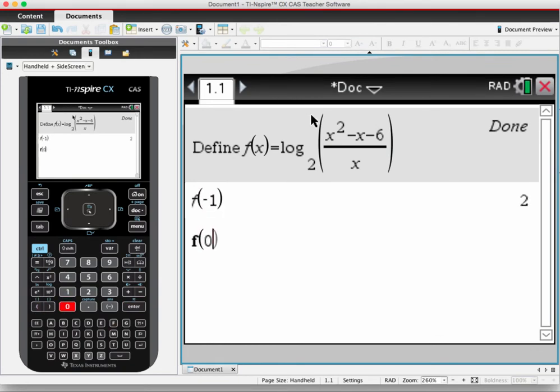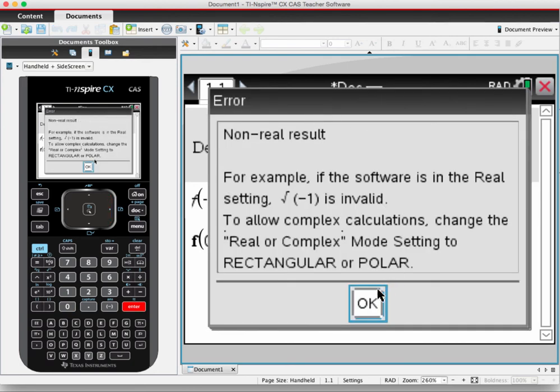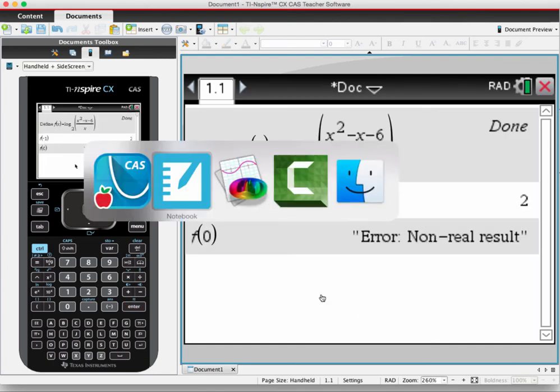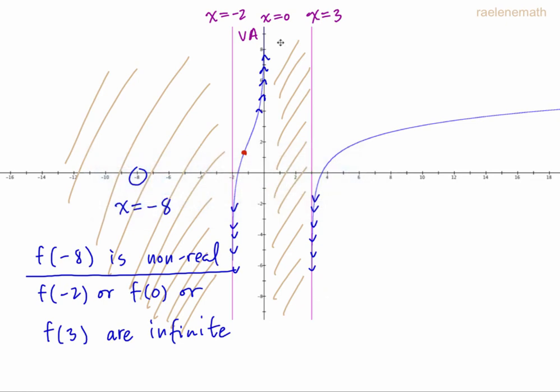Now let's see what happens when we evaluate f of 0. Here it's saying non-real result. We've got a couple of different options. We see that from the graph, f of 0 is giving us a vertical asymptote on the left, but on the right there is no graph. So that's one of those weird kind of hybrid behaviors. So I guess f of 0 is non-real because of the no graph portion on the right-hand side.